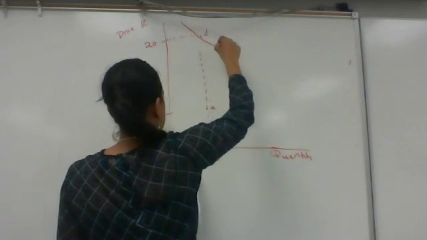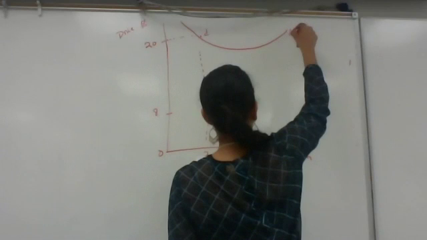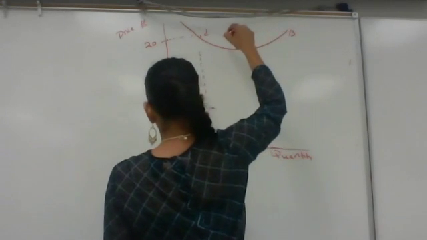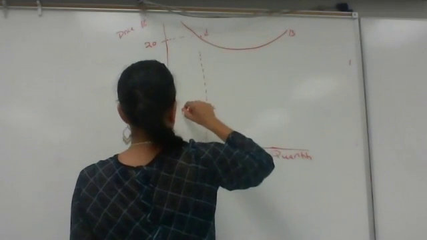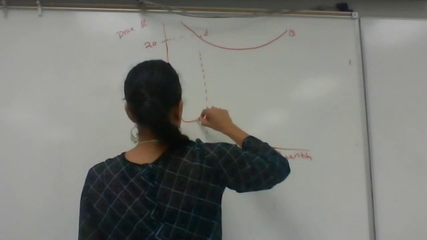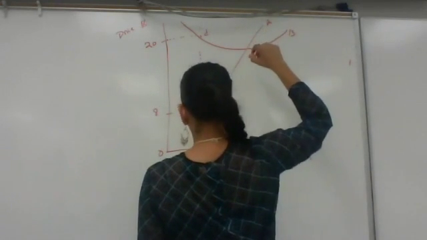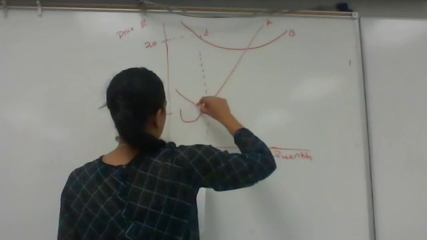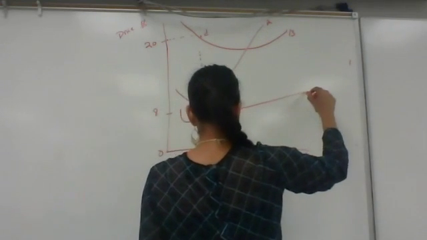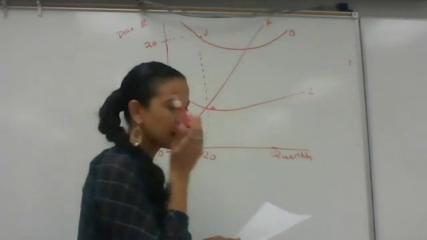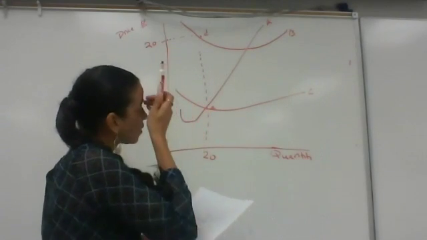All right, I have a cost curve up here called B. I'm going to have this. This is called A. And variable cost. This is called C. All right. So, and notice here, so I have these cost curves.